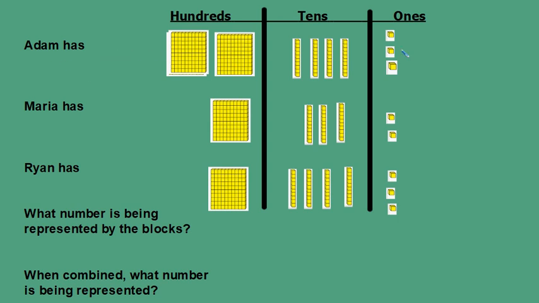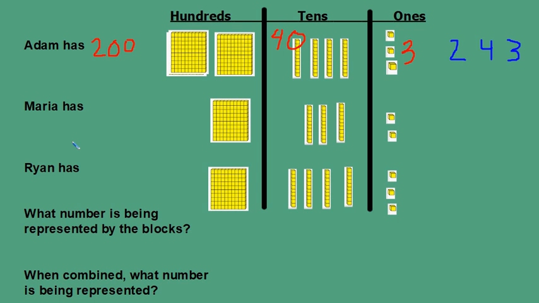Adam has this many blocks. Let's go to the ones place. 1, 2, 3. So he's got 3 in the ones place. 1, 2, 3, 4. He has 4 tens, or 40. In the hundreds place, I see 2. So he has 200. Let's go ahead and write his amount off to the right here. So I have 200 plus 40 plus 3. 243. So Adam has 243.